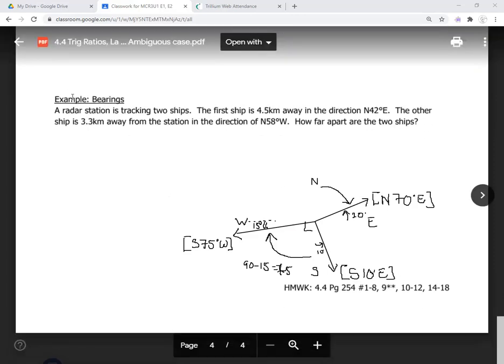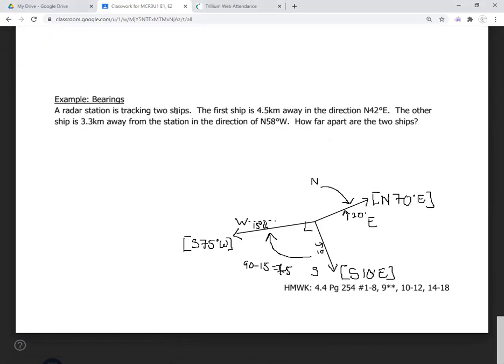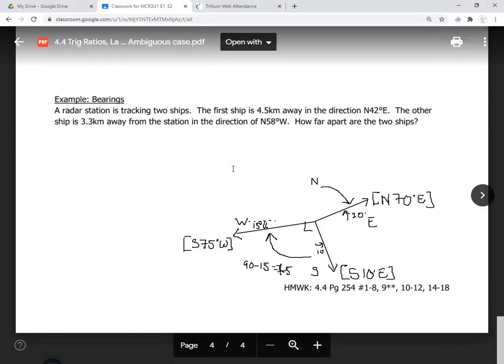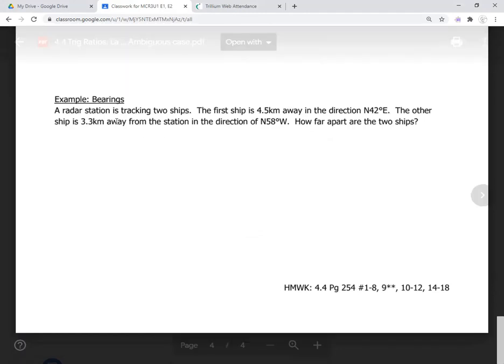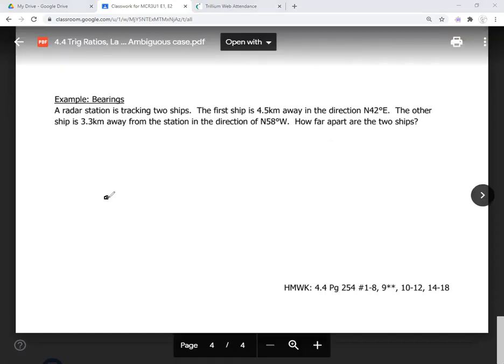So here it is. This is an example that you might get from, let's say, a textbook. They don't think much of it. It's nothing different in terms of math, but requires you to understand this bearing system. Take a look. A radar station is tracking 2 ships. So let's draw it. If we're going to deal with triangles, it's best to draw it. So this is going to be my radar station. The first ship is 4.5 kilometers away in the direction north 42 east.